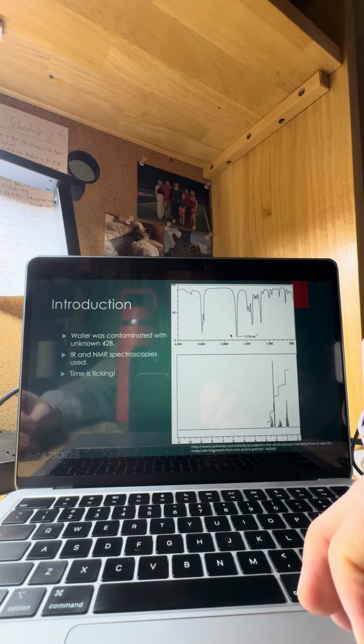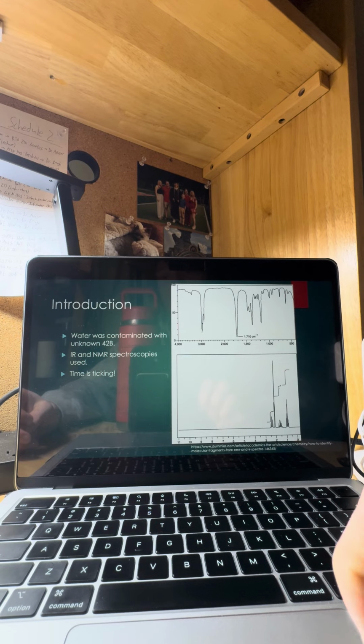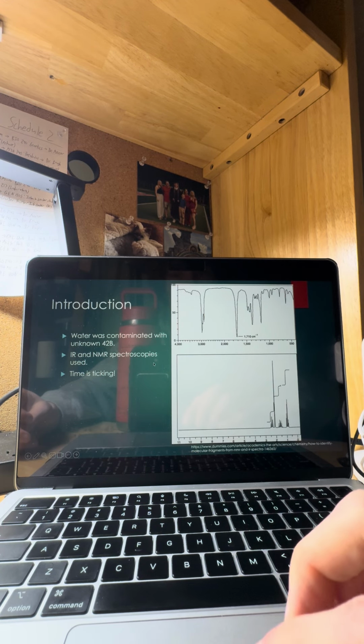So, our water supply was recently contaminated with an unknown 42B, and so we need to discover what this contaminant is to make sure it's not dangerous, to make sure it won't hurt us. And so to do this, we're going to use IR and NMR spectroscopies.